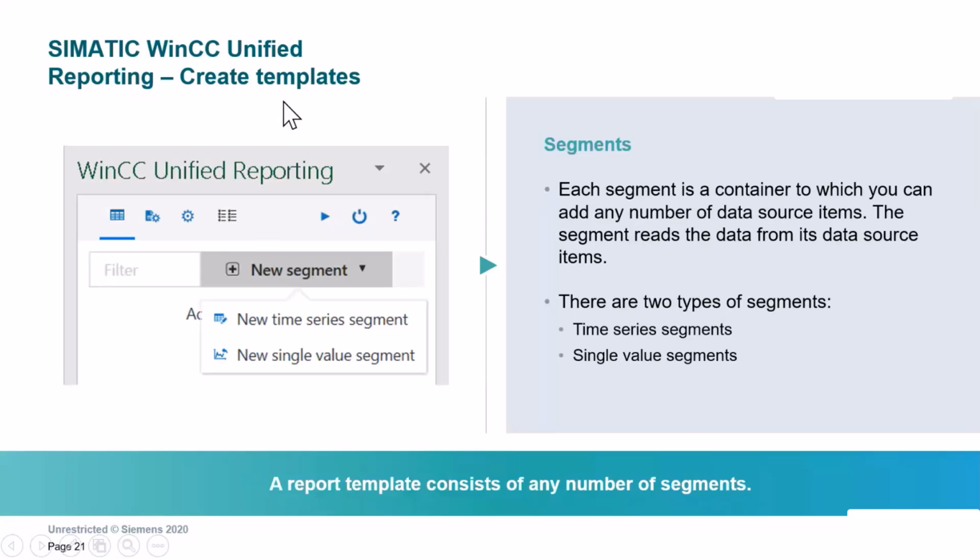Each segment is a container to which you add each data source item. These items build up the template full of the data you wish to display. There are two main types: time series such as tag or alarm logs, or single value segments which can contain just instantaneous tag values from the unified system.